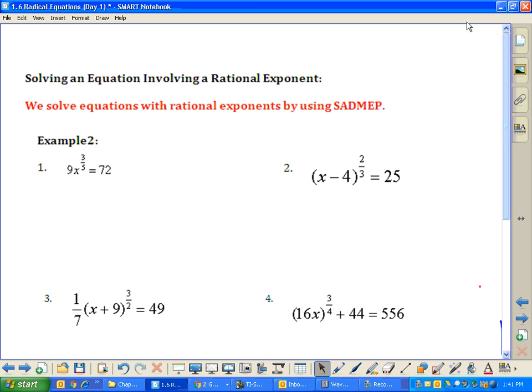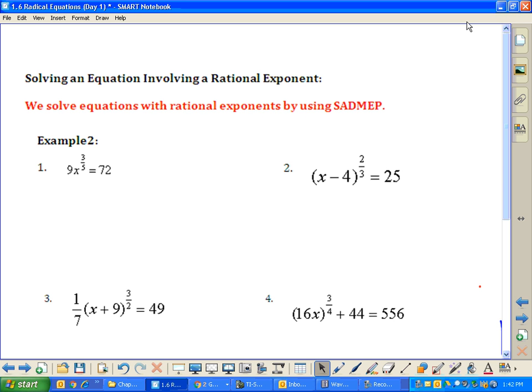To solve equations that have rational exponents in them, all we're going to do is go backwards through that order of operations. So if you take a look at that first problem right there, we have 9 times x to the 3/5 equals 72.